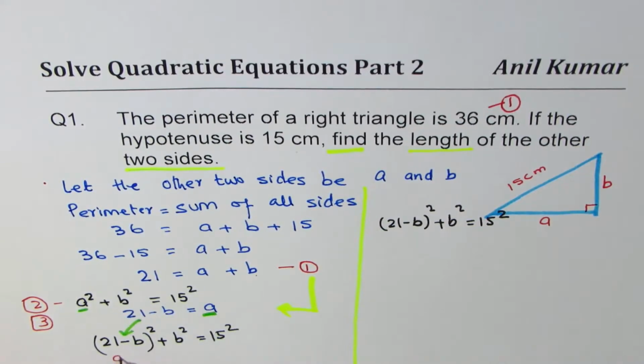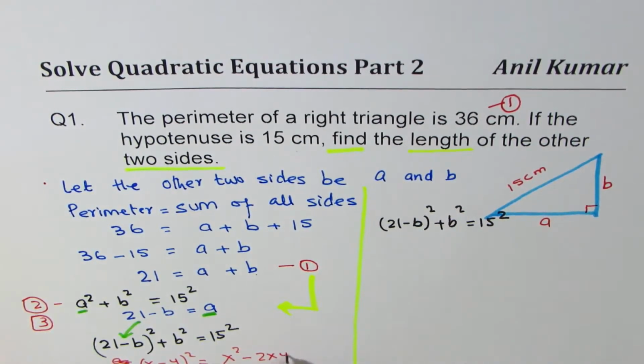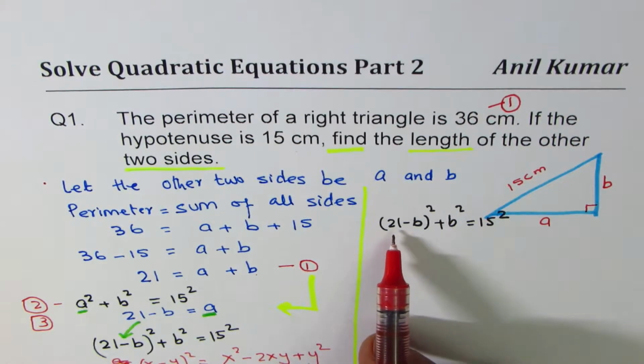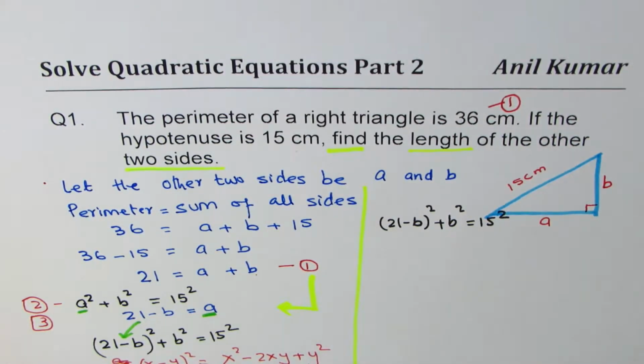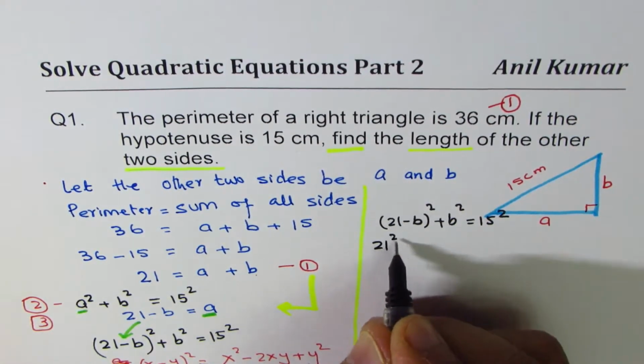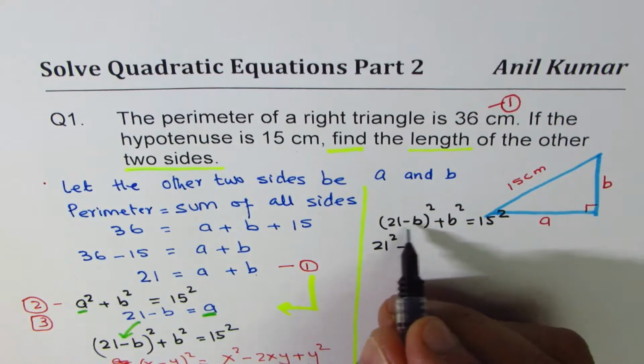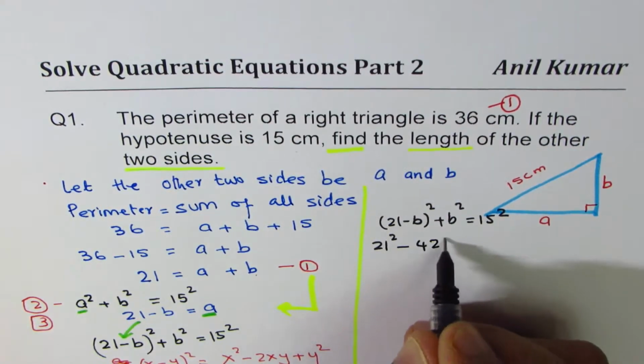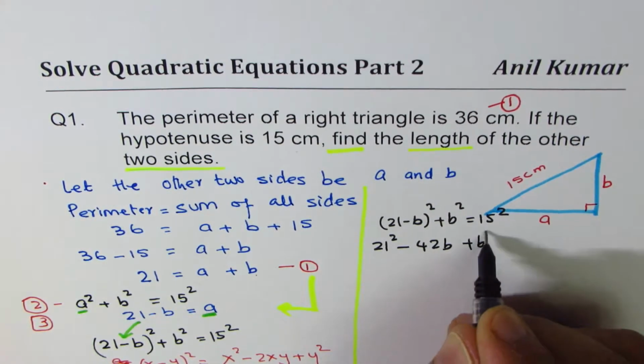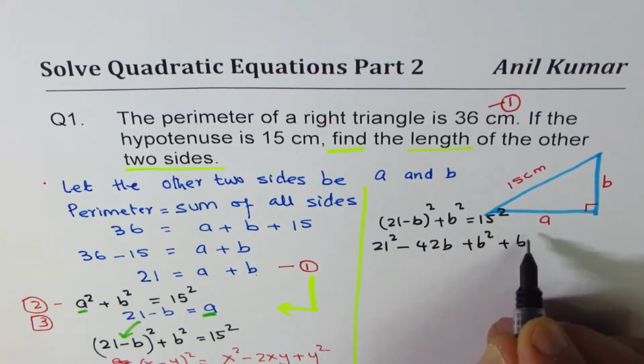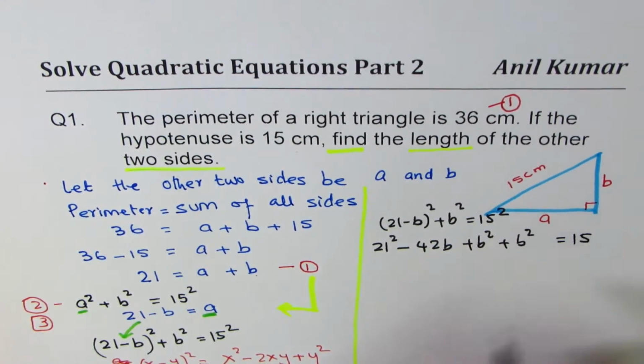Let me write here. What is a? Let's use x minus y. What is (x minus y) whole square equal to? That is x square minus 2xy plus y square, right? So we'll use this. X is 21, y is b for us. So what we get here is 21 square minus 2 times 21b, which gives 42b, plus b square. Then we have b square here equals 15 square.